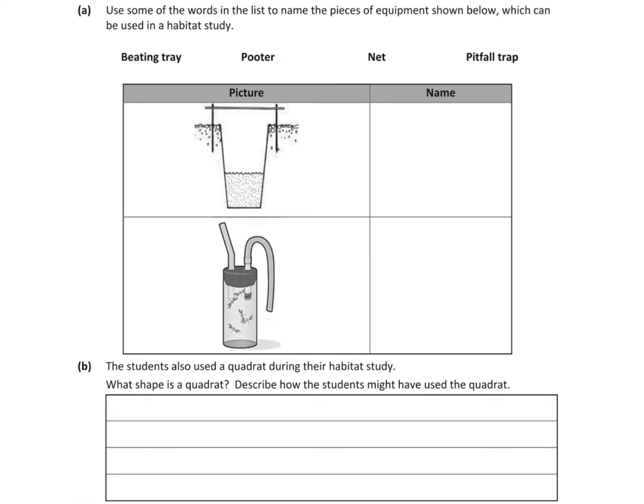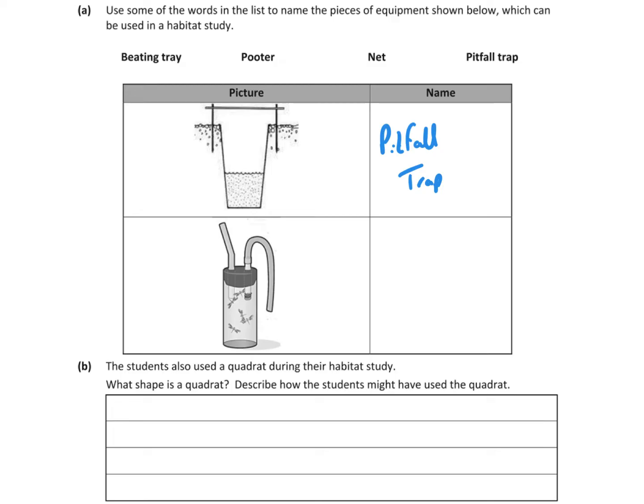So we have an exam question here based on ecology and the pieces of equipment we just looked at. So the first one says, use some of the words in the list to name the pieces of equipment shown below, which can be used in a habitat study. So we have beating tray, pooter, net and pitfall trap, and we can see here there's a trap set into the ground, so that one there is our pitfall trap.